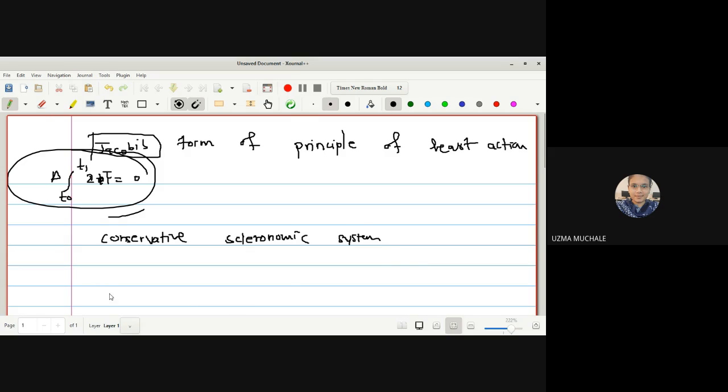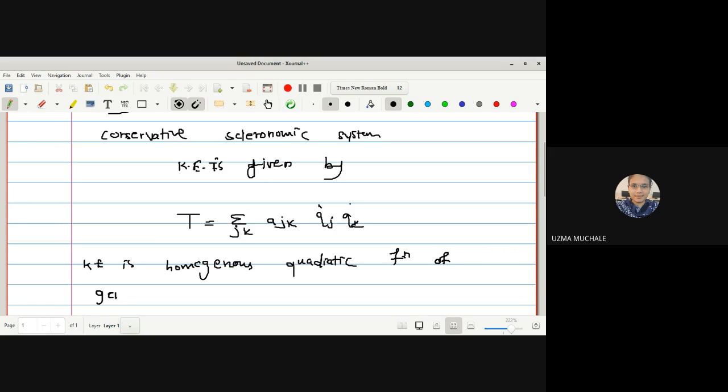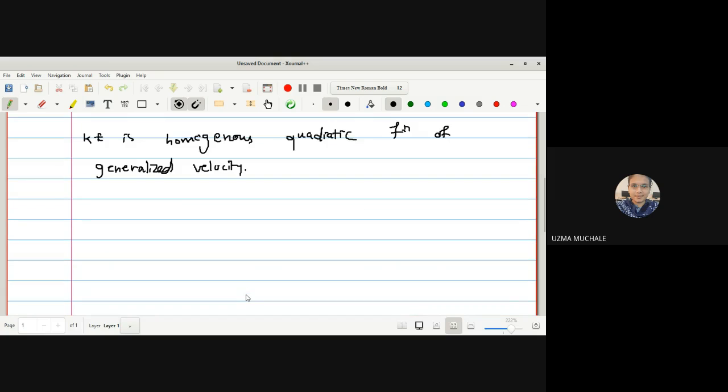Okay, for the conservative scleronomic system, we know that the kinetic energy is given by T is equal to summation over j, k of Ajk qj dot qk dot. That is, kinetic energy is a homogeneous quadratic function of the generalized velocity. We have proved this statement if you remember. Kinetic energy is a homogeneous quadratic function of the generalized velocity.